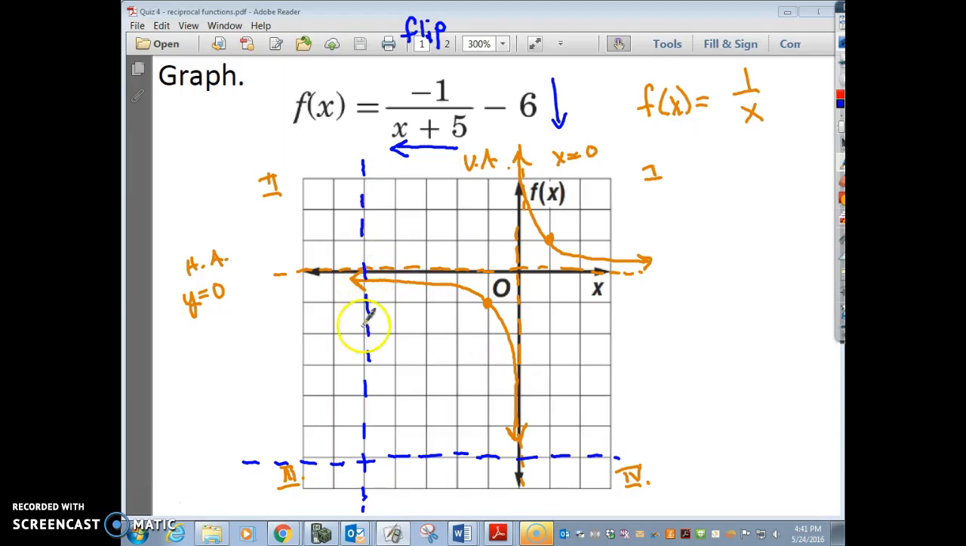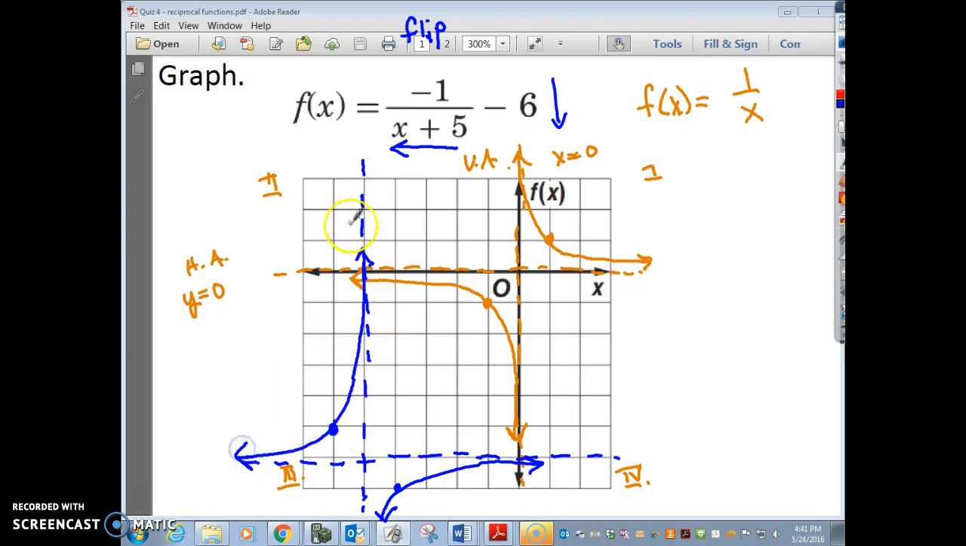Now, is it going to be in quadrants 1 and 3 or 2 and 4? Since it flipped, its negative is going to be quadrants 2 and 4. So it's going to go something like that. Okay, and right there.